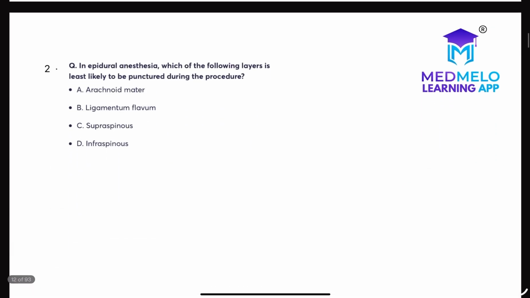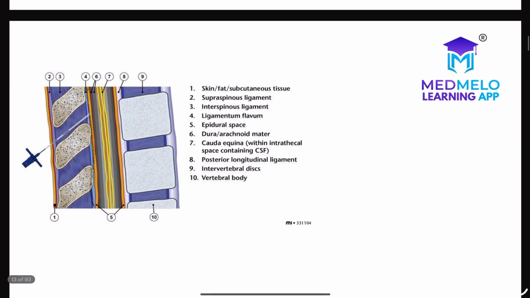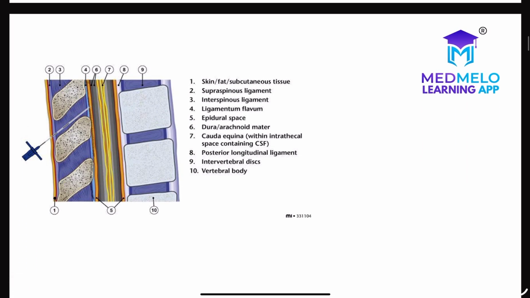Moving on to the next question. In epidural anesthesia, which of the following layers is least likely to be punctured? Least likely to be punctured means which has the least chance to get punctured during the procedure of epidural anesthesia. So we have to know which are the layers punctured during epidural anesthesia.